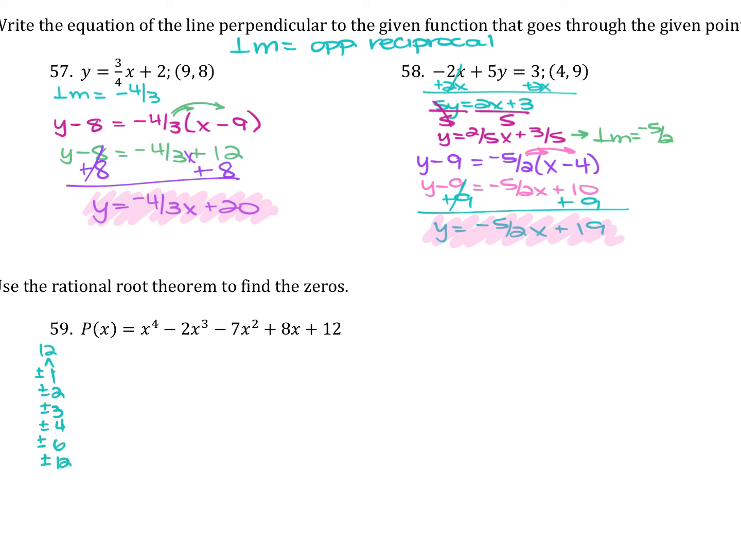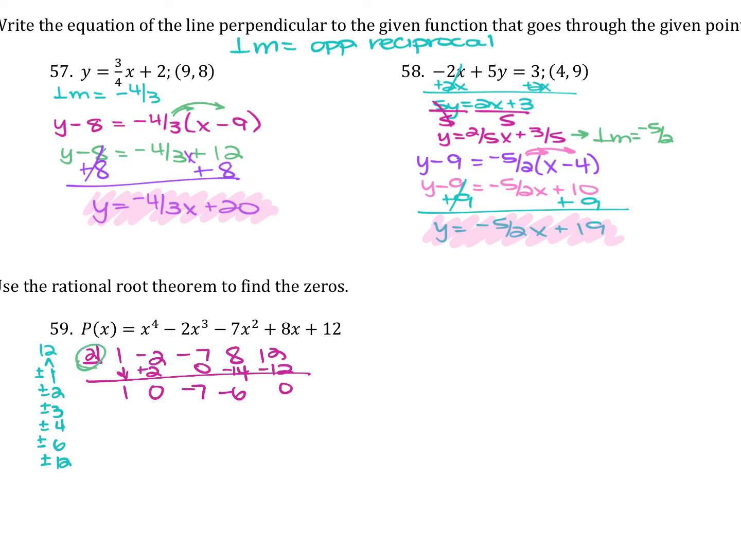If we try 2 to begin with, you have 1, negative 2, negative 7, 8, and 12. The 1 drops down. 1 times 2 is 2, plus the negative 2 is 0, times 2 is 0, plus the negative 7 is negative 7, times 2 is negative 14, plus the 8 is negative 6. Negative 6 times 2 is negative 12, so that gives us 0. So that 2 is a solution.